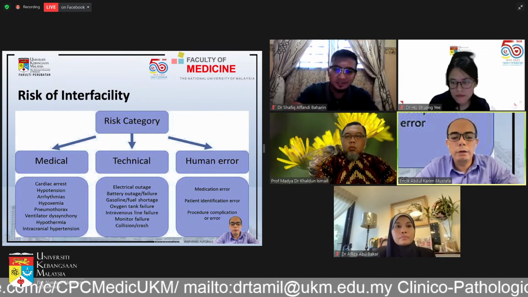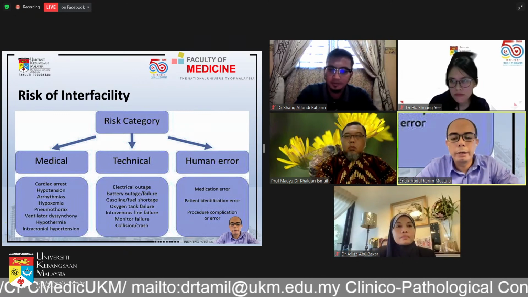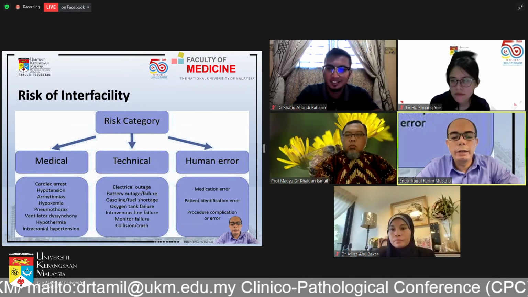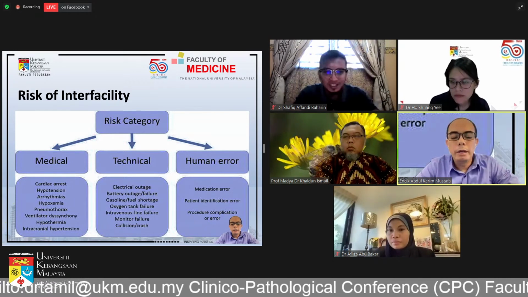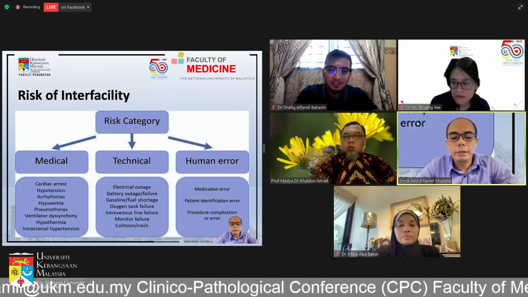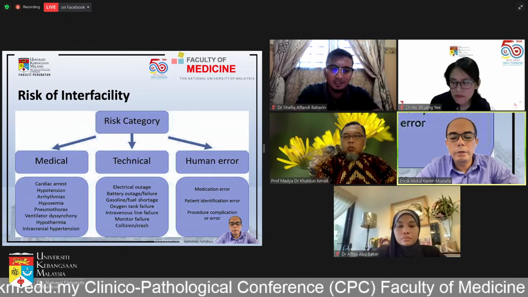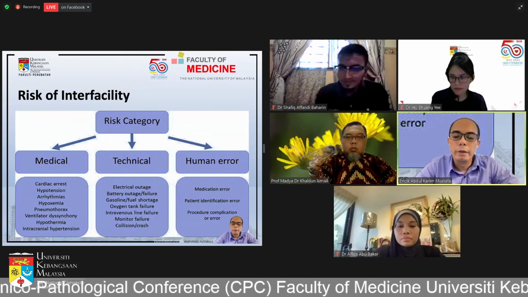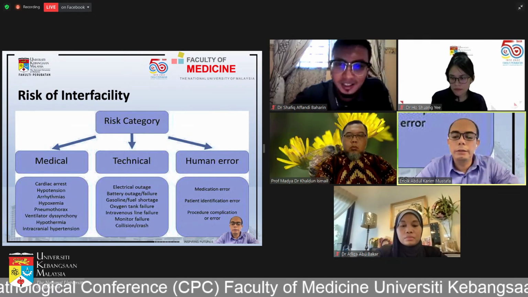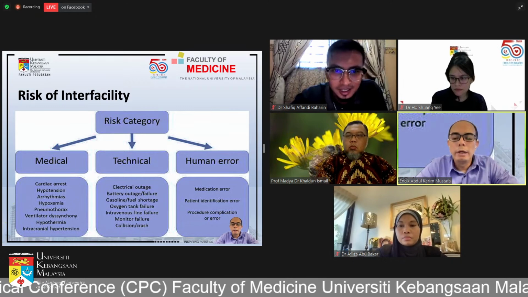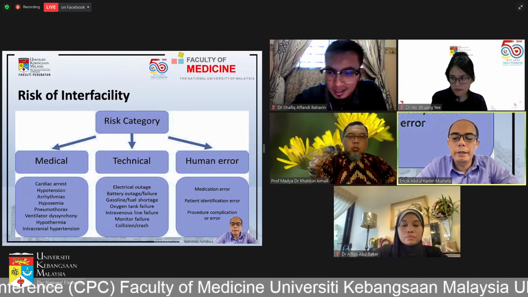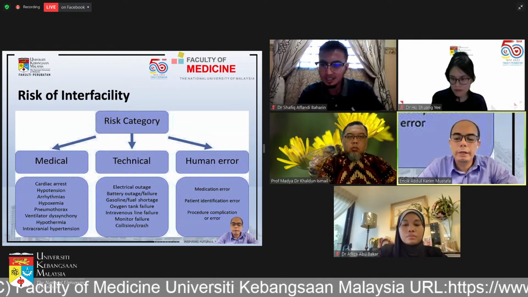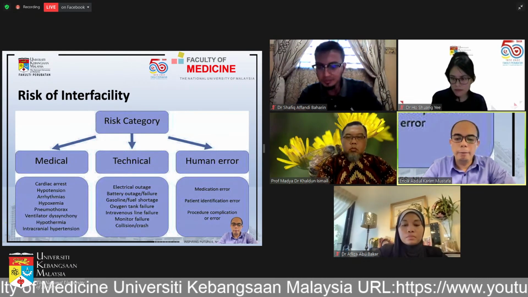For the technical, electrical outage. We bring a lot of things, medical equipment, biomedical equipment, so we have to make sure the battery capacity does not fail. We have to bring additional batteries, or check the ambulance's capability to supply electricity to the biomedical equipment. Human error, medication error, of course. Before we transfer, we have to sort out all the medication and label it, so we don't scramble during the moving of the patient, because we can cause injury to the staff.